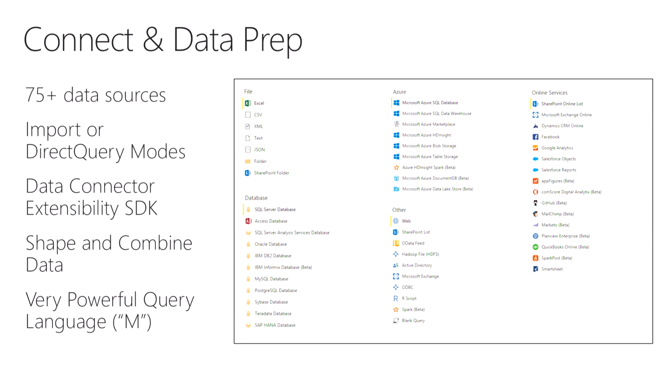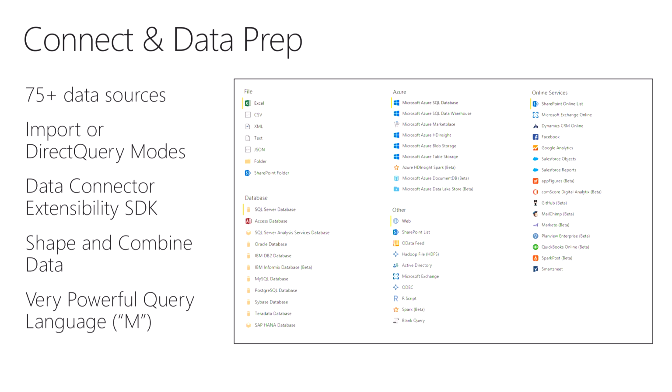Talking a little bit about connectivity and data prep, we have connectivity to a wide range of data sources. We support 75 plus data sources in the desktop today. So this is a snippet of the list that you have organized by category of data source, like files, databases, Azure services, of course, being a Microsoft BI solution. We have best connectivity to Azure.